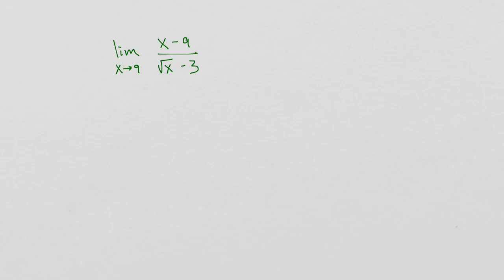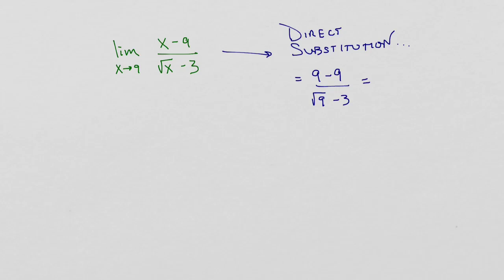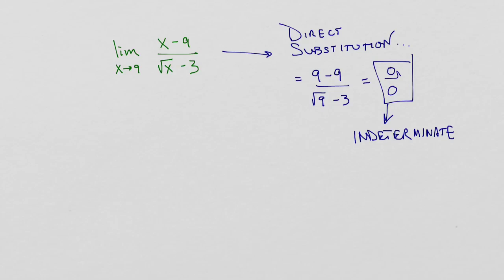Okay, let's look at another example. If we approach this function, x minus 9 divided by the square root of x minus 3, as x approaches 9, let's consider what happens at first if we just try plugging in 9. If we take 9 and plug it in for x with direct substitution, we get 9 minus 9 divided by the square root of 9 minus 3, which ends up becoming 0 divided by 0, which we've already talked about is indeterminate. We cannot determine what the answer is. 0 divided by 0 does not equal 1. It does not equal 0. It does not equal undefined necessarily. It might be one of those things, but we have no way to determine at this point what it is. So we are stuck.